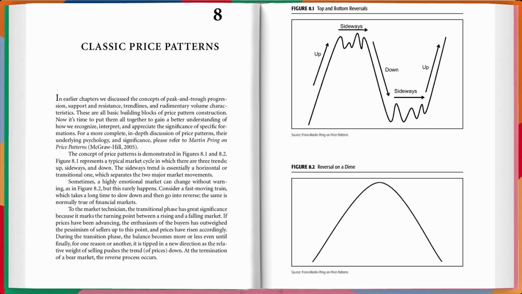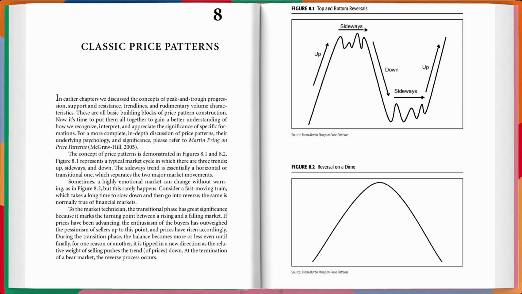Figure 8.1 represents a typical market cycle in which there are three trends: up, sideways, and down. The sideways trend is essentially a horizontal or transitional one, which separates the two major market movements. Sometimes, a highly emotional market can change without warning, as in Figure 8.2, but this rarely happens. Consider a fast-moving train, which takes a long time to slow down and then go into reverse. The same is normally true of financial markets.